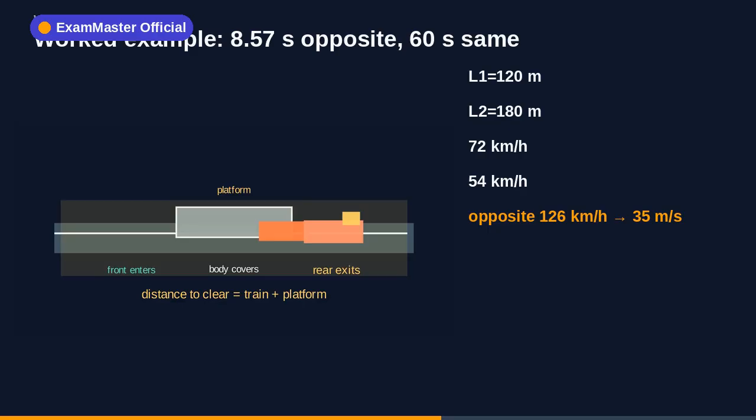Now same direction. 72 minus 54 equals 18 kilometers per hour equals 5 meters per second. 300 divided by 5 equals 60 s, about 8.57 s opposite, 60 s same direction. The trap: clearing length never changed, times inverse to relative speeds, 60 to 8.57 equals 7 equals 126 to 18.